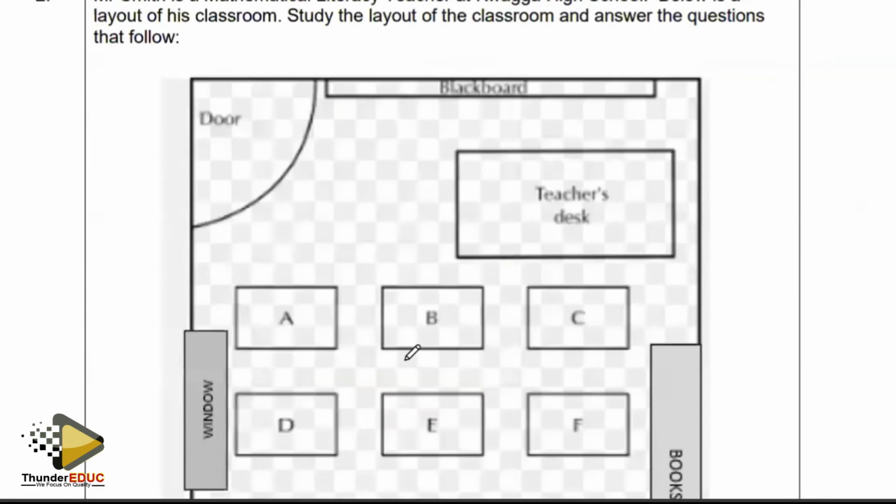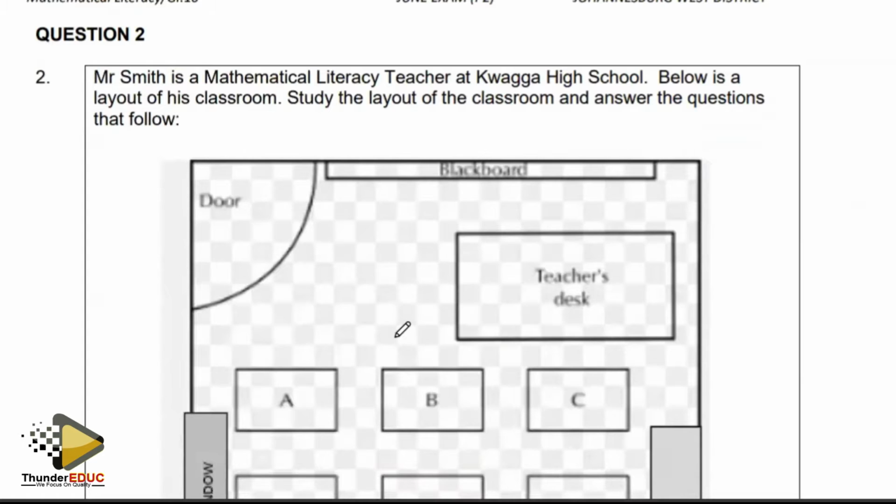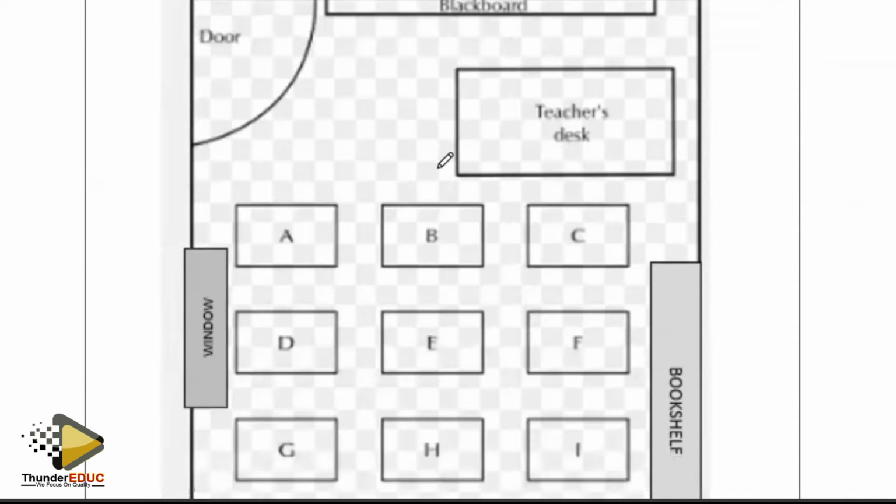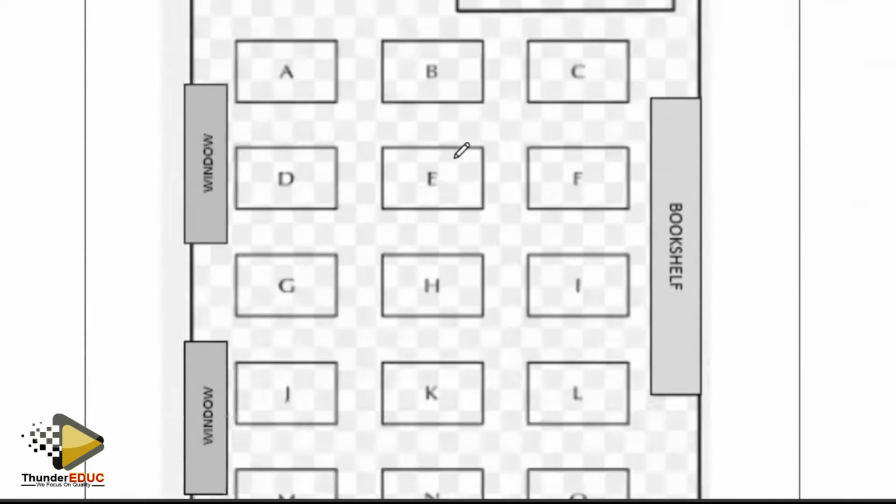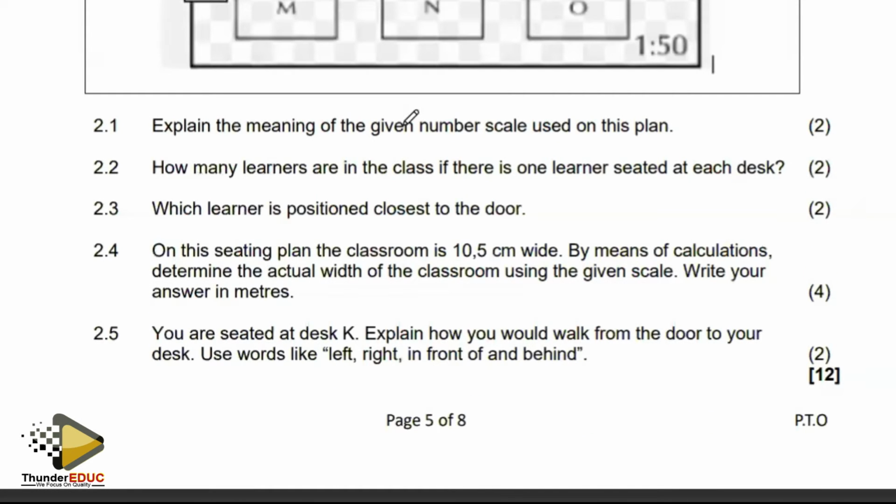We go to question number 2. Mr. Smith is a mathematical literacy teacher at Kwanga High School. Below is a layout of the classroom. Study the layout of the classroom and answer the questions that follow. Another name for this could be a seating plan. Explain the meaning of the given scale. The scale that's given is here. So for the meaning, the left is on paper, and the right is in real life.